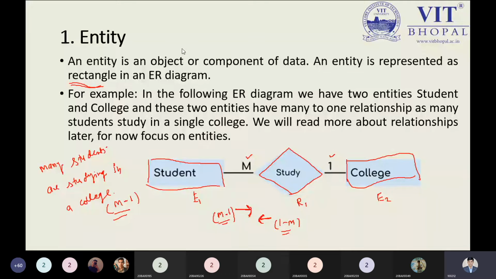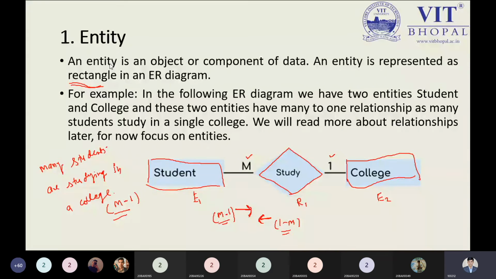Entities are depicted by a rectangle. So slide by slide, I will ask. Tell me right now, any doubt so far? Any doubt in this slide? No, sir. Okay.